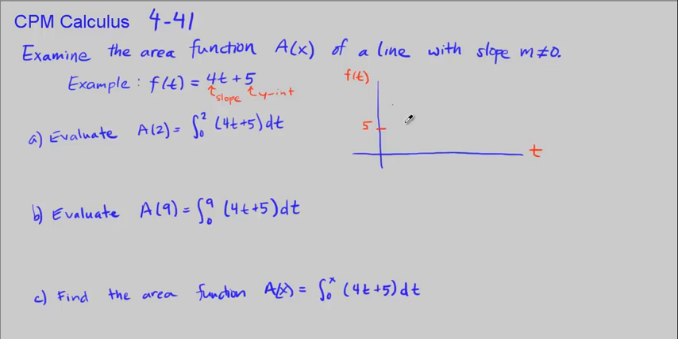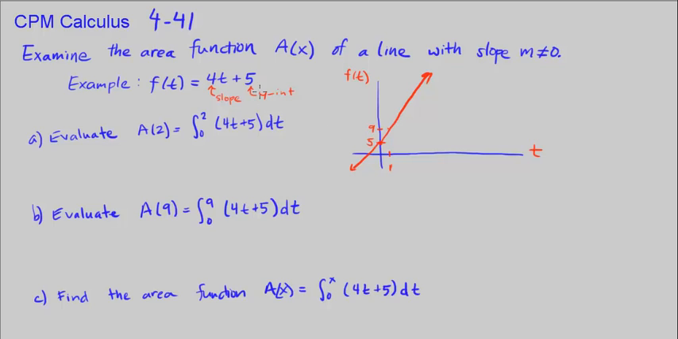Up 4 over 1. I'm going to make 5 a little lower. So up 4 over 1, that would make it here, right? That would be 9, 1. And then we can connect these points, and there's our graph. That's our line, okay?